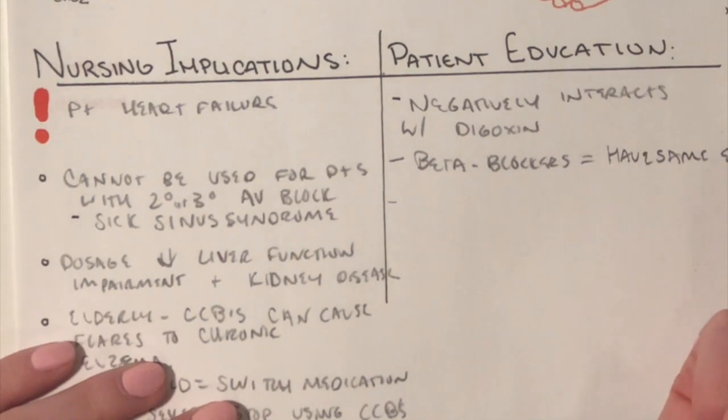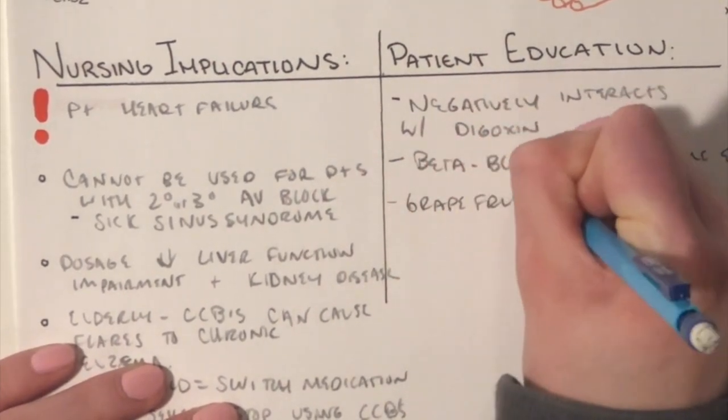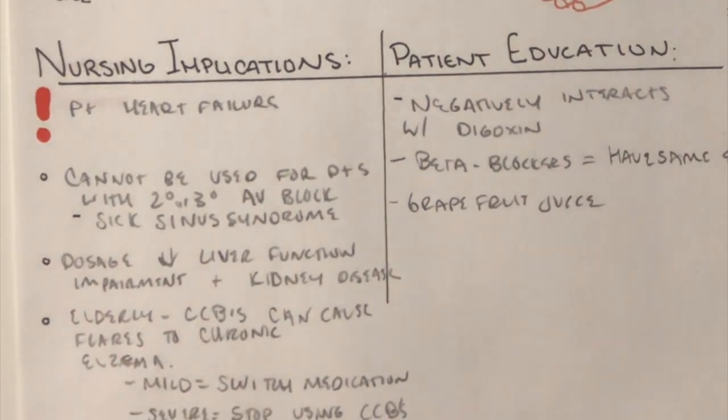And then lastly, grapefruit juice inhibits this drug because drugs that are metabolized by the liver are inhibited by grapefruit juice, so it's important that you educate the patient to avoid taking the medication with grapefruit juice.